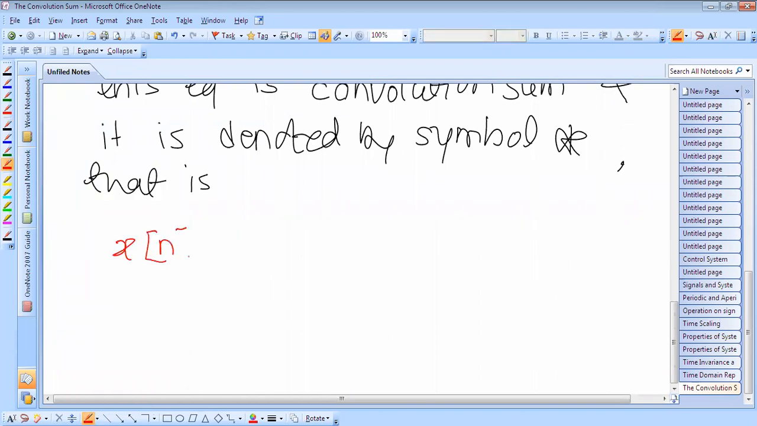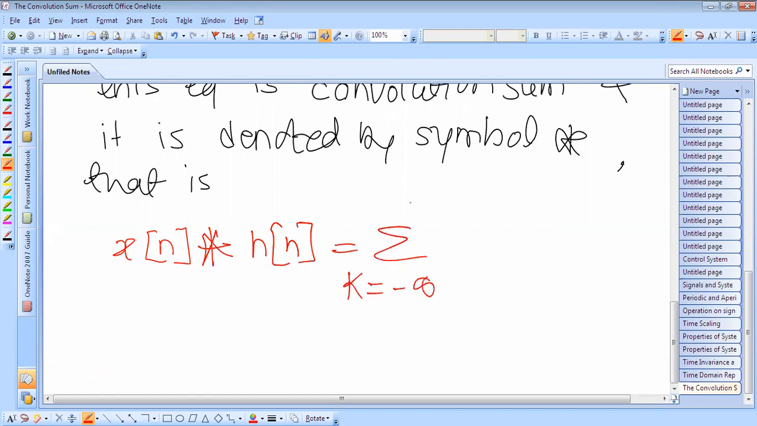Then we can write x of n convolved with the impulse response h of n is equal to summation k equal to minus infinity to infinity of x of k into h of n minus k. So this is the shifted impulse response.